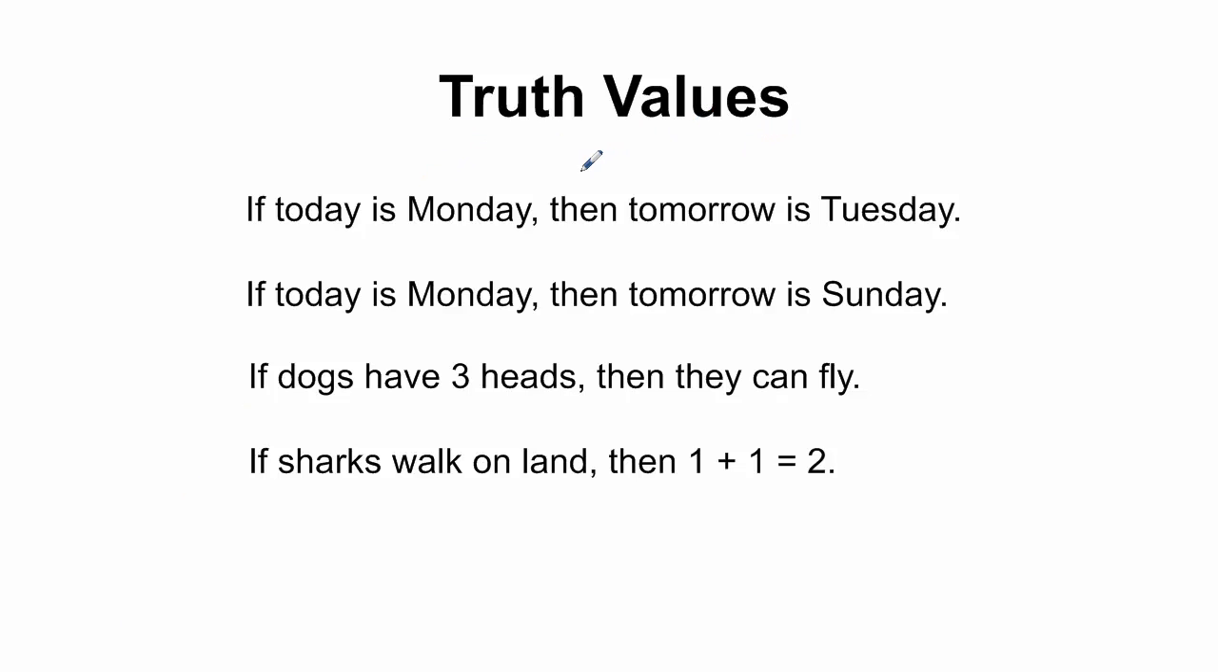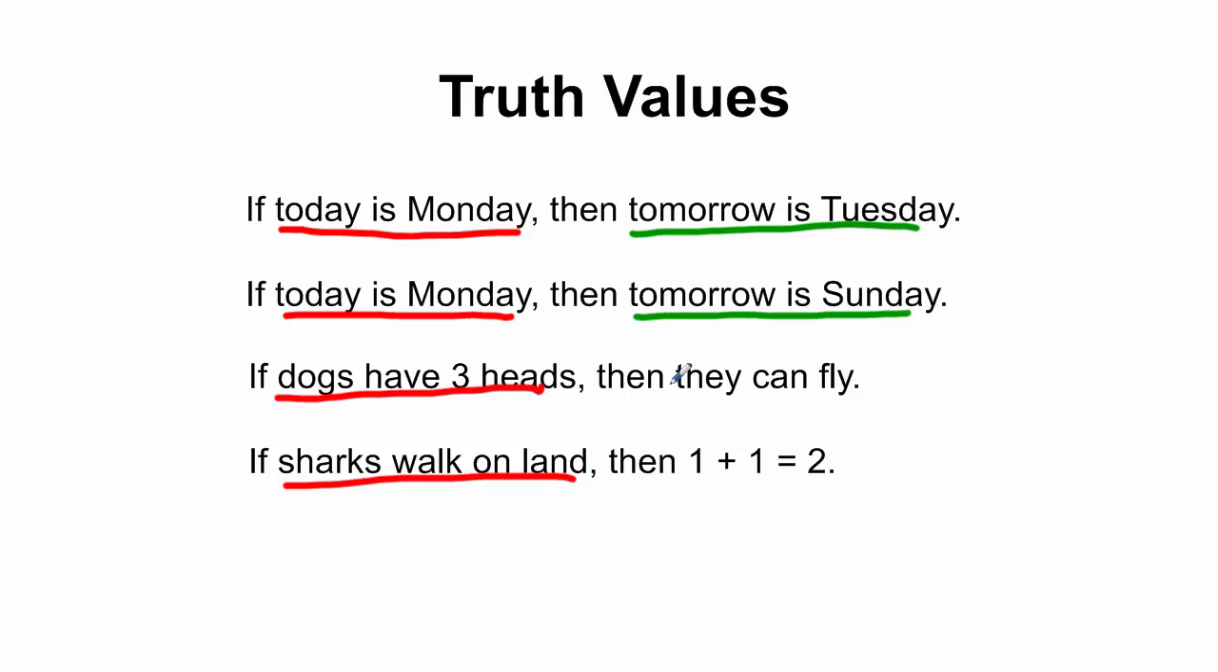Truth values. So here I have four conditional statements, and we're going to evaluate each conditional as either true or false. So conditional statements could be true or false. What we're going to do is look at the hypothesis and conclusion for each conditional statement. I'm going to underline each hypothesis, and then I'm going to underline each conclusion for the conditional statements. And now I'm going to evaluate them as either true or false.